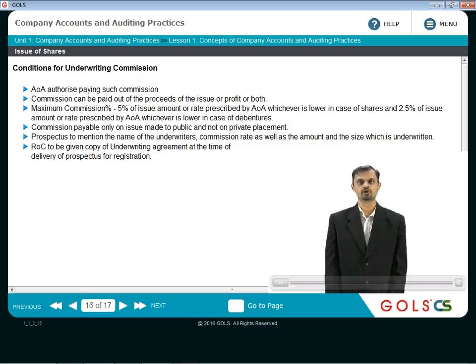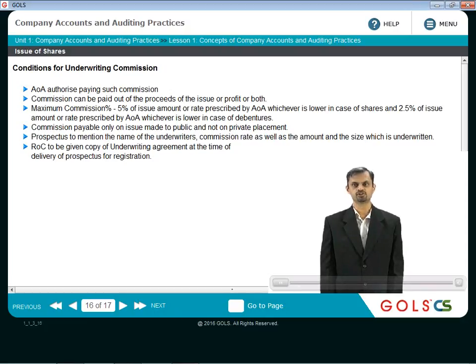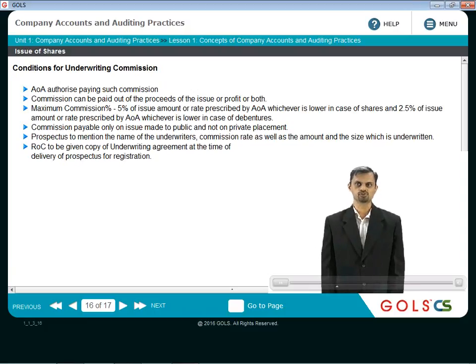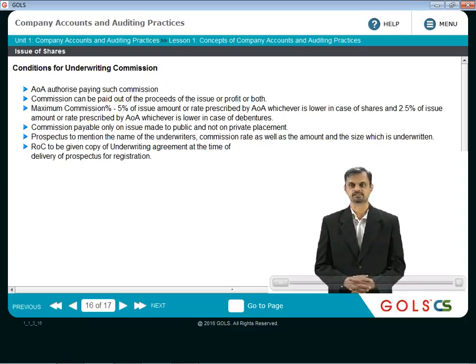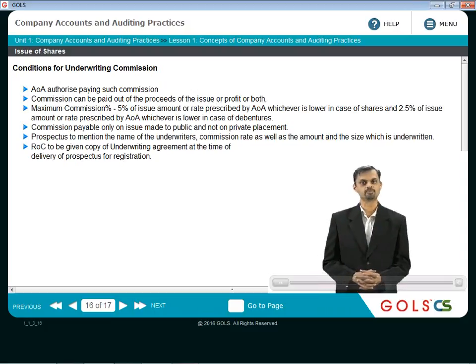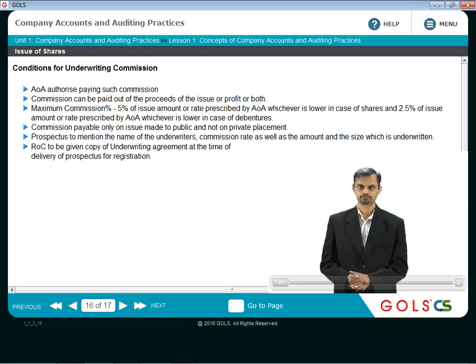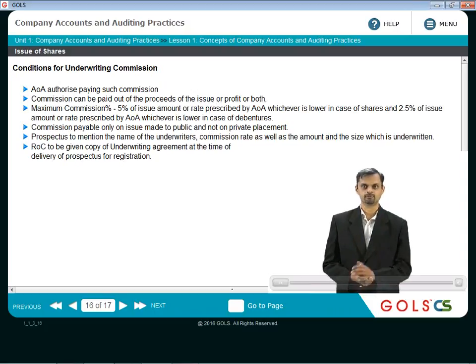Now what are the conditions for this underwriting agreement or the underwriting commission? Articles of association must authorize paying such underwriting commission. Commission can be paid out of the proceeds of the issue or profit or both. Maximum commission allowed under the Act is 5% of the issue amount or rate prescribed by Articles of Association, whichever is lower in case of shares. And in case of debentures, 2.5% of the issue amount or rate prescribed by the articles, whichever is lower. That is the maximum limit, 5% and 2.5%.